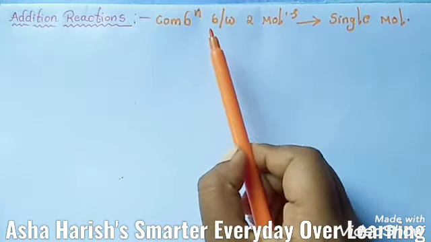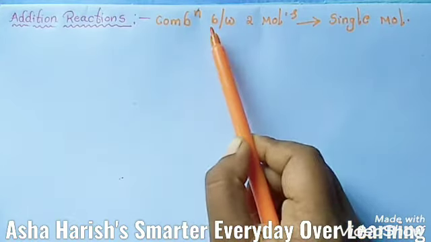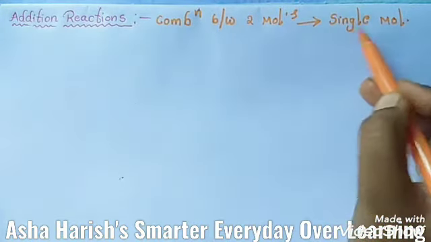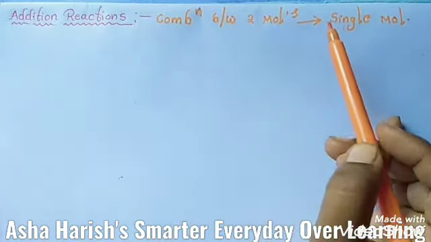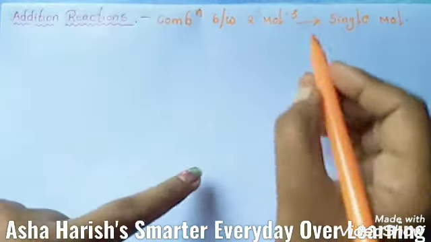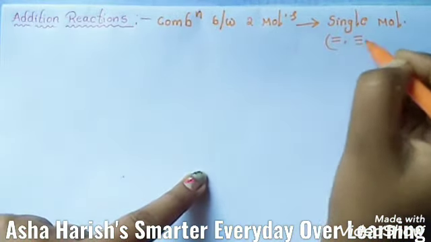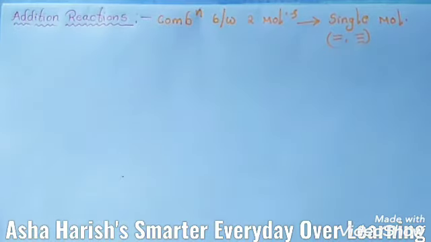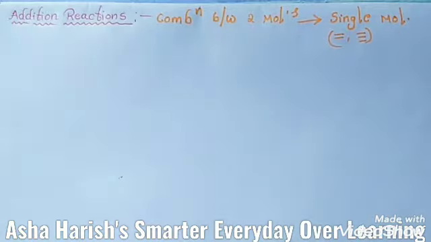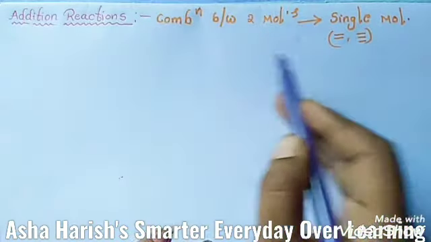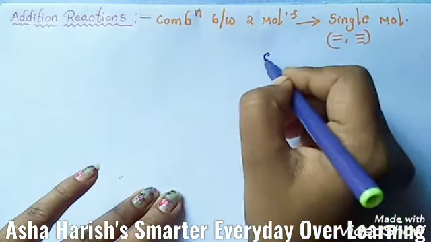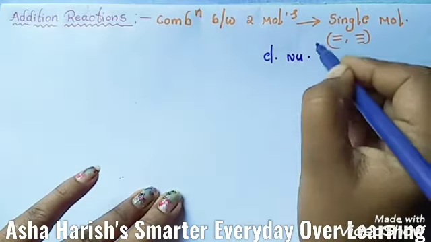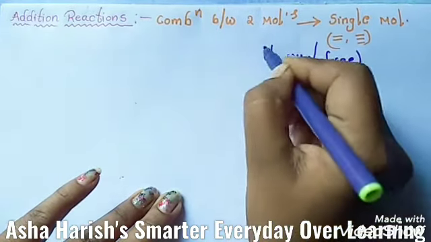Let's know the definition of addition reaction. The reactions which involve combination between two reacting molecules to give a single molecule of the product are called addition reactions. Such reactions are typical of compounds containing multiple bonds, that is, double bonds and triple bonds. Depending upon the nature of the attacking species, that is, electrophile, nucleophile or free radicals, these three are the attacking species.